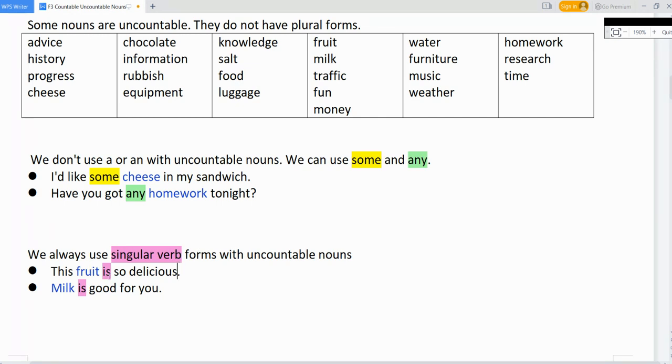So instead of saying this fruit are delicious, we say this fruit is so delicious. Okay, tak kisahlah atas meja tu kita ada durian, rambutan, mango, grapes apa semua. Okay, we consider them as one unit. Okay, we say the fruit is so delicious. Okay, milk is good for you. It doesn't matter how many bottles of milk. Okay, we just mention it as milk is good for you. Okay, is kita tak kata are. Okay, walaupun ada banyak botol susu contohnya.